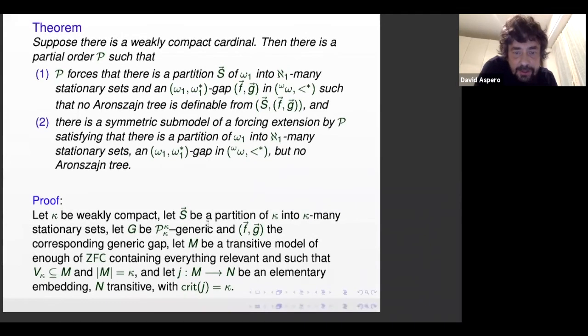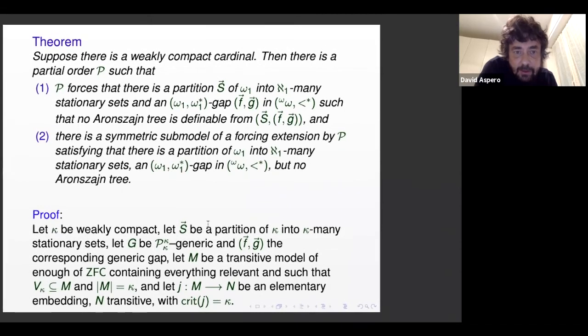So again, the proof is quite natural. You take a weakly compact kappa, and you take a partition of kappa into kappa many stationary sets. And you take now G a generic for adding a kappa gap. And now you take M to be a transitive model of a fragment of ZFC that has size kappa and contains V kappa, and then by the weak compactness, you take an elementary embedding from M into some transitive M with critical point kappa.